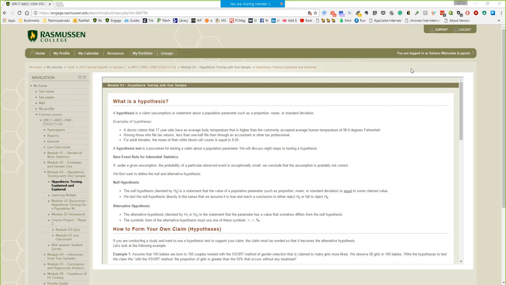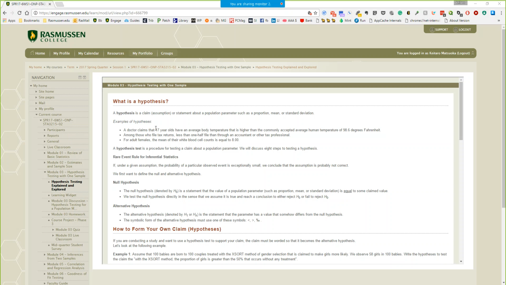So what is a hypothesis? It is essentially just a claim or assumption about a population. And we're going to be looking at the parameters that we've been studying: the proportion, the mean, and the standard deviation. For example, a doctor claims that 17-year-olds have an average body temperature that is higher than the commonly accepted average human temperature of 98.6 degrees Fahrenheit.